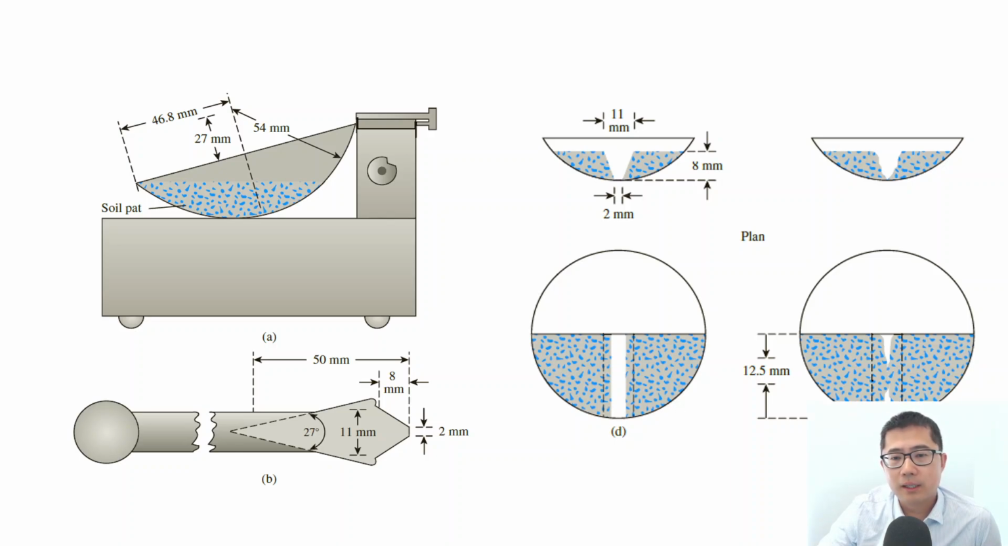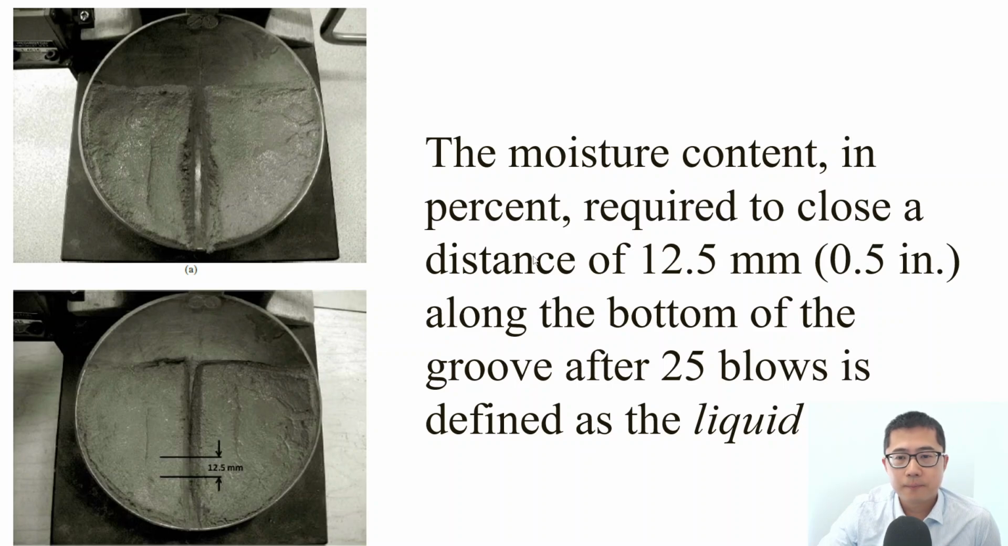And then we talked about the Atterberg limit, the Casagrande cup test, and you have all done this before. We briefly talked about the reliability, or repeatability, of this test. It's not really good. The definition is that we want this groove in the middle to close about half an inch after 25 blows, and we call the moisture content of the soil in that state the liquid limit.